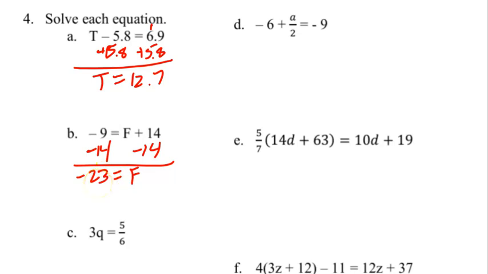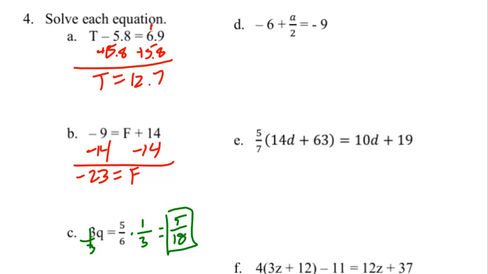This next one, I need to get q by itself. So the opposite of multiplying by 3 is dividing by 3. Or if I'm dealing with a fraction, that's really multiplying by 1/3. Just know that multiplying by 1/3 is the same as dividing by 3. So now if I simplify this, I'm going to have 5 over 18. And I can't simplify that any further, so that would be my solution.